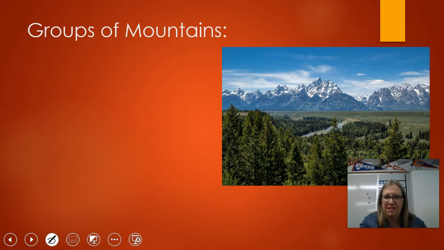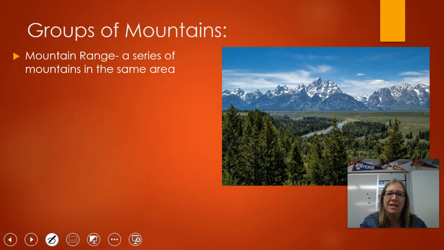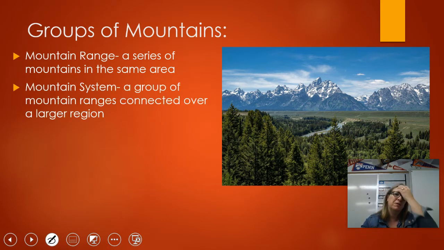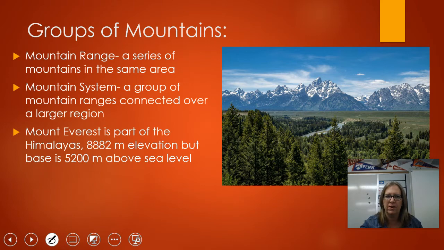Mountains tend to stick together, okay? There's a lot of mountain groups. I believe that's a picture of the Tetons in a Wyoming area, okay? A mountain range is a series of mountains in the same area, okay? So that would be a range of mountains, kind of a string of mountains. But then we can also get a mountain system. And this is a group of mountain ranges that are connected over a much larger area, okay?